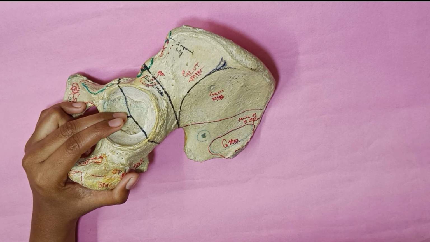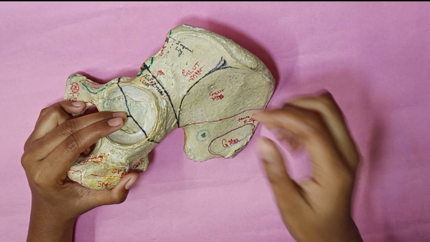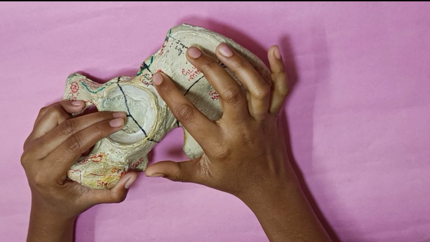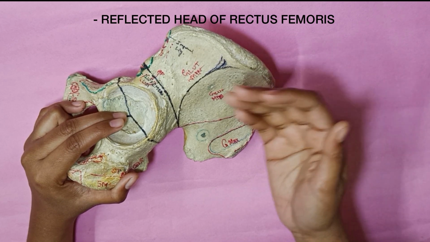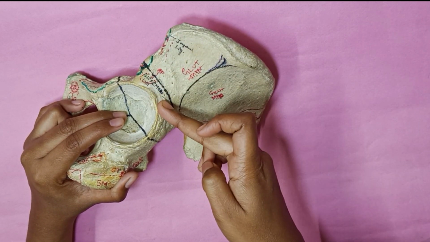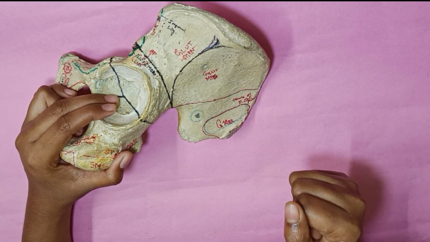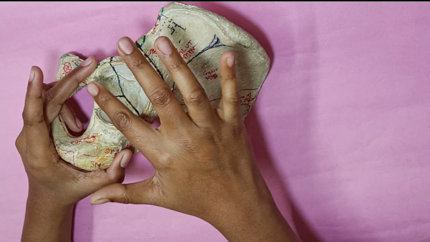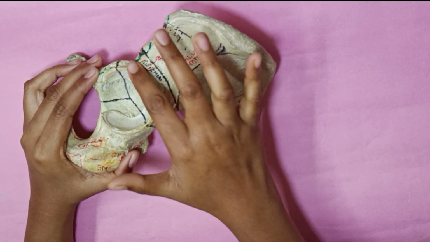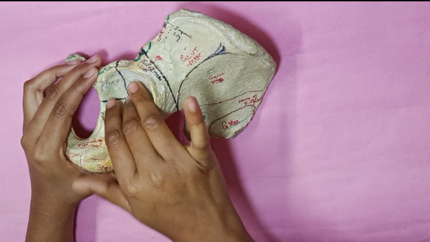Now next, we have below the inferior gluteal line. This is the inferior gluteal line. Below the inferior gluteal line, the reflected head of the rectus femoris arises from the groove above the acetabulum. So here you will get the attachment of the reflected head of the rectus femoris. The capsular ligament of the hip joint is attached along the margin of the acetabulum, because the hip joint is formed by the femur and the acetabulum.